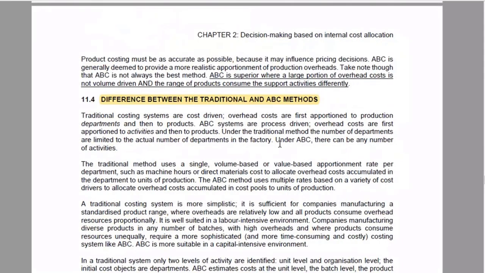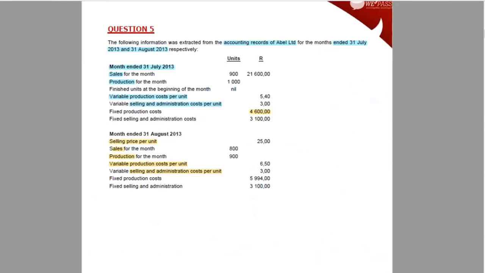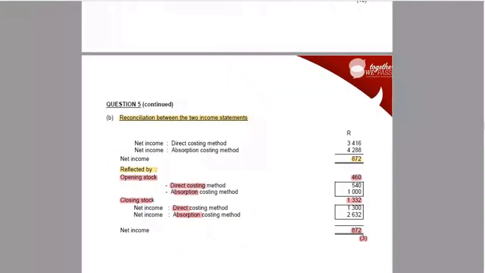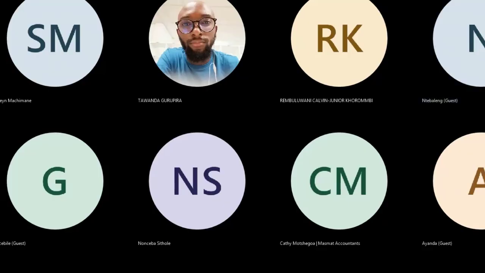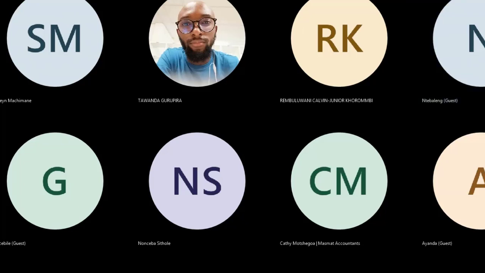You need to now go and be able to articulate what the difference is between the traditional and ABC methods. So what I'm trying to say is that always find a way to explain what you're doing, and then be able to do the calcs and also do the theory in terms of ABC and traditional.